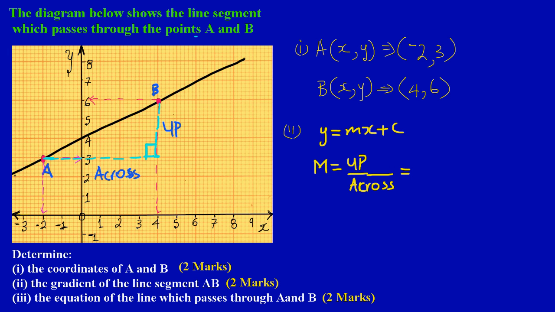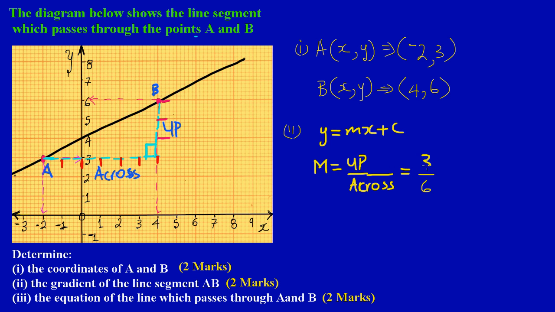Let's count the across. From the point A coming across, this would be 1, 2, 3, 4, 5, 6 units. So my across is equal to 6. Let me quickly use another color. So my across, I'm just substituting, is equal to 6. Let's go ahead now and check the up. My up would be 1, 2, 3. So I have a 3 for my up.